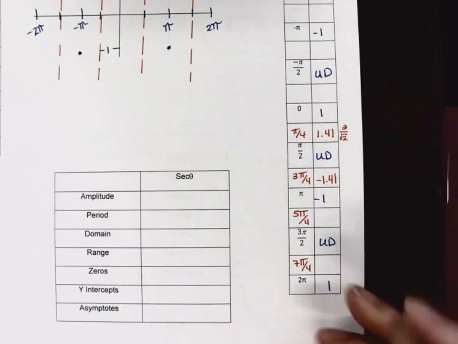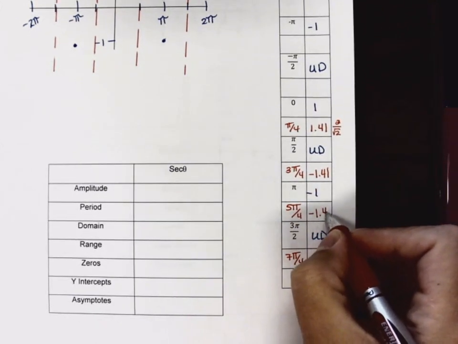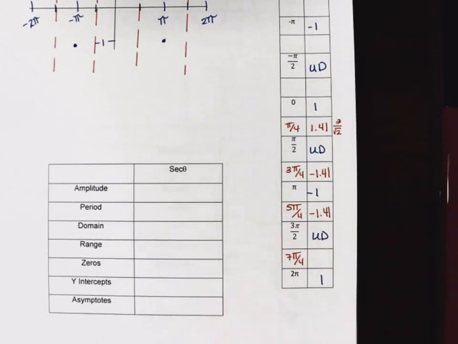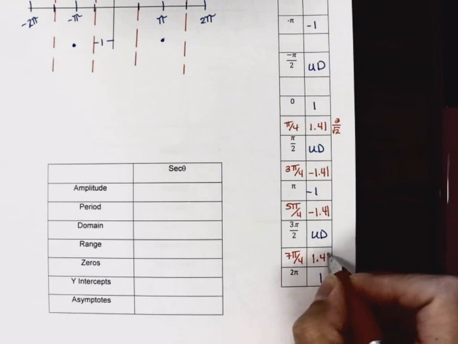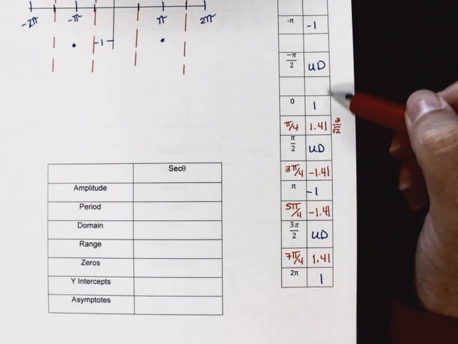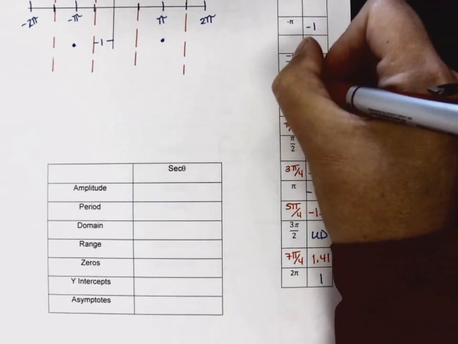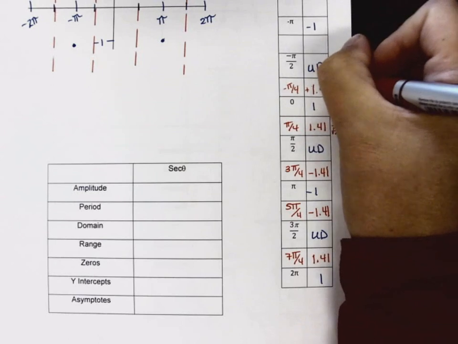I know at 5 pi over 4, I'm in quadrant 3, and my x will be negative. I know at 7 pi over 4, I'm in quadrant 4, so my x will be positive. And again, you can see the pattern. Around the negative 1, we're going to have negative 1.41. And around the positives, if we put those in, it's going to be a positive 1.41.